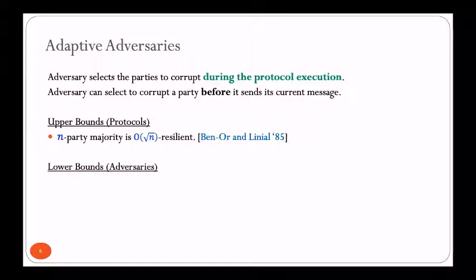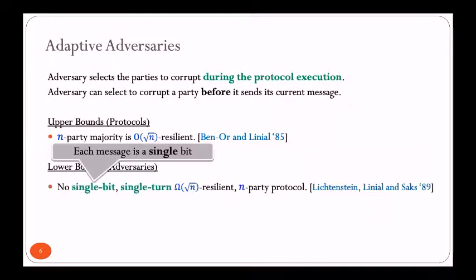Now, on the other hand, we have lower bounds trying to match this upper bound. The first, by Lichtenstein, Linial, and Saks from '89, states that no single-bit, single-turn protocol, where single-turn means that every party sends a single message, speaks only once, and single-bit means that every message is just exactly one bit, can be more than square-root-ish resilient. So they showed that such protocols can never be more than O-tilde of square-root n resilient.